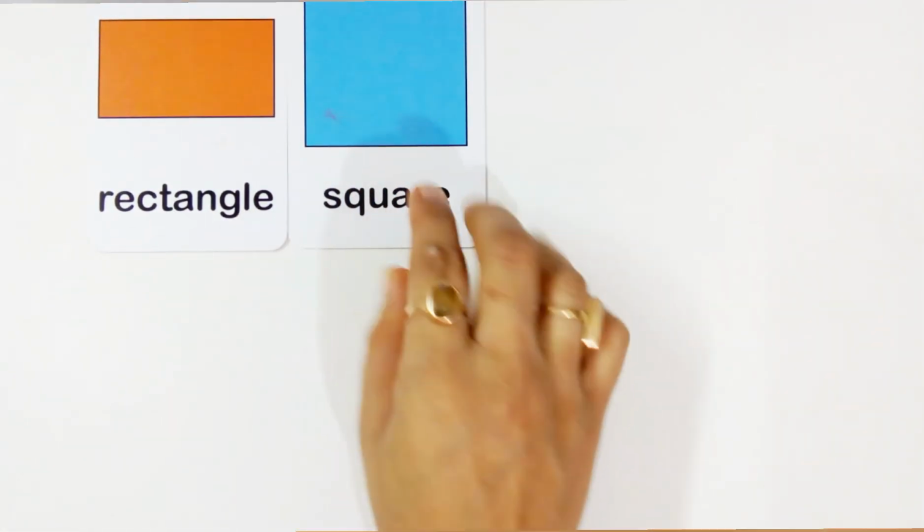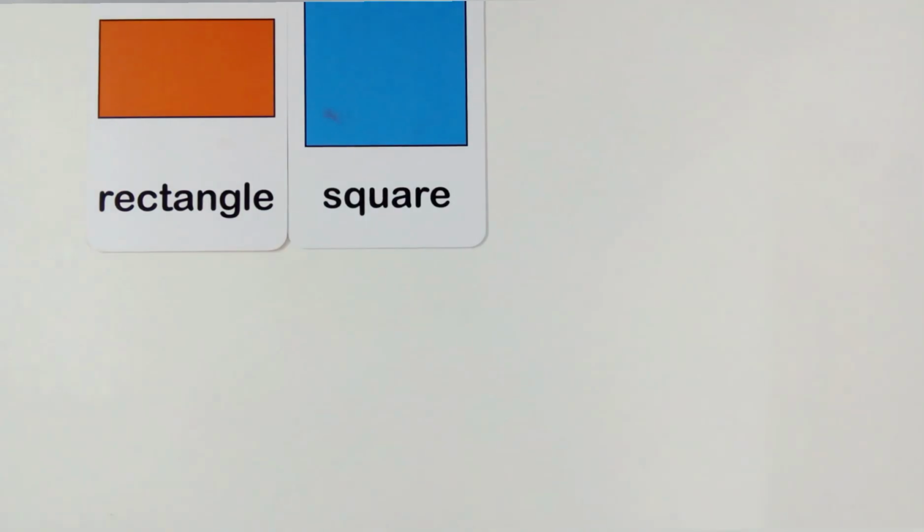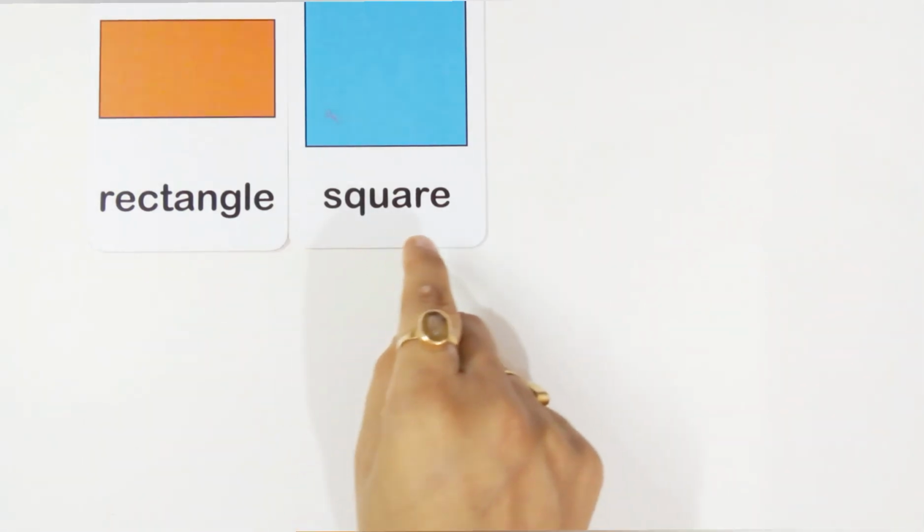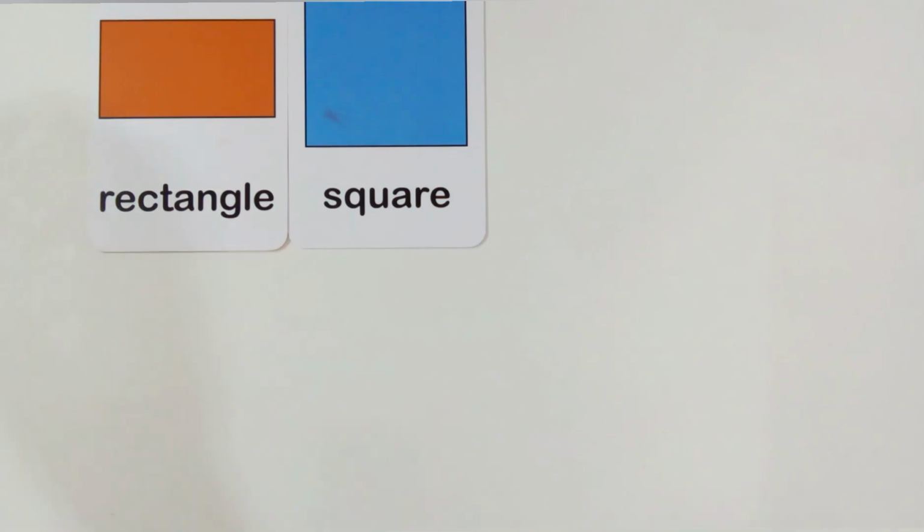S for square, S-Q-U-A-R-E square. This is square shape.